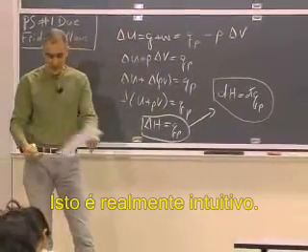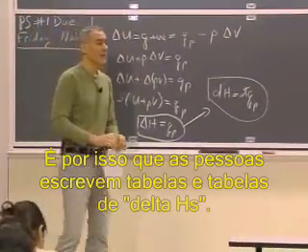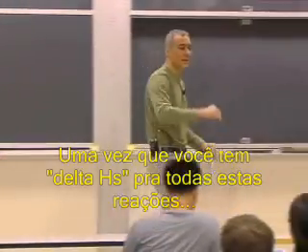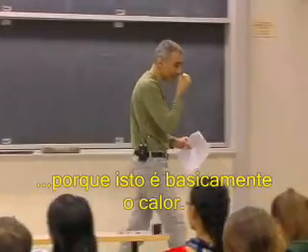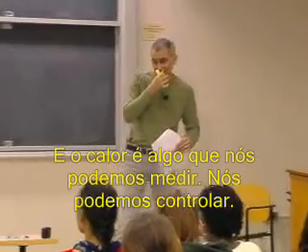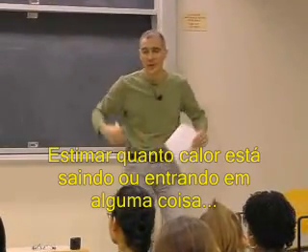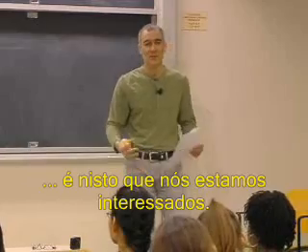This is where the intuition comes from. This is why people write tables and tables of delta H's. Why you have delta H's for all these reactions. Because it's basically the heat. And the heat is something we can measure. We can control. We can figure out how much heat's going in and out of something. This is what we're interested in.